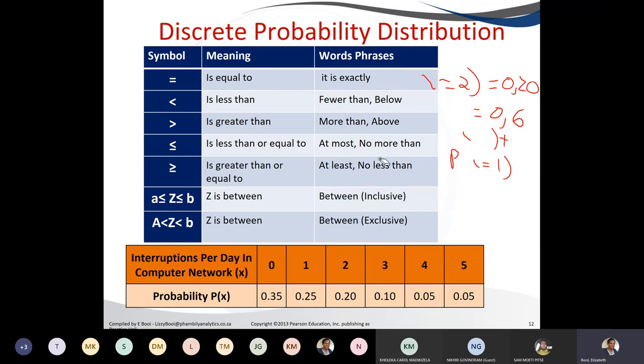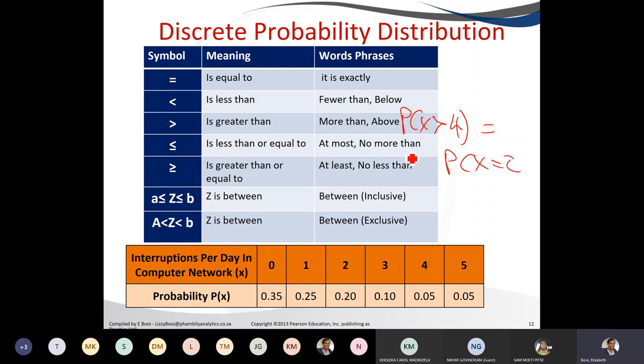What if they ask for the probability that it is greater than, or more than? They use these words interchangeably, and it does not include that value. If they say the probability that X is greater than 4, it does not include 4, and the only value bigger than 4 is X equals 5. Therefore, that probability is just 0.05.